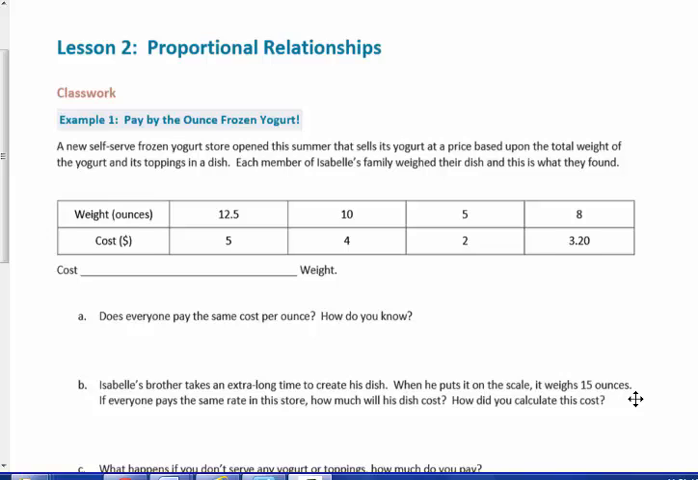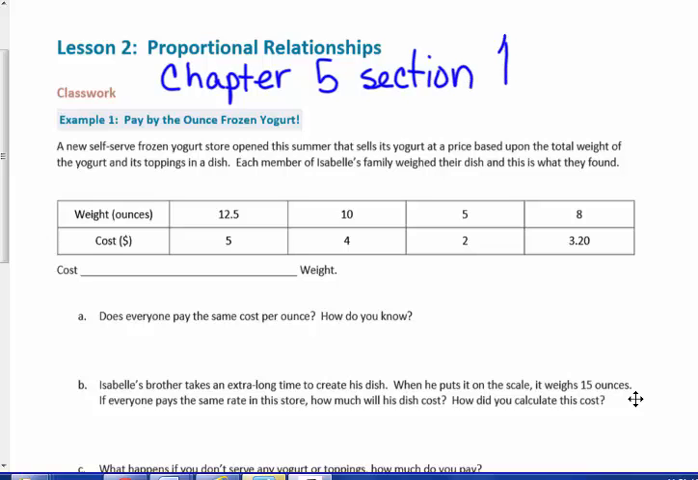This is part 2 of ratio, rates, and proportional reasoning. We're still in unit 1, but now we are using the resource, the EngageNY modules. You can also find this in your textbook, Chapter 5, Section 1, in that green textbook. If you need extra help or your parents need help looking at this, it's 5.1 in the book.